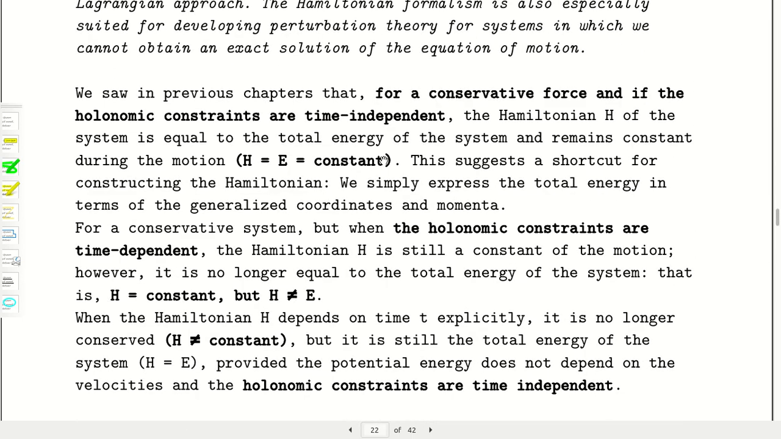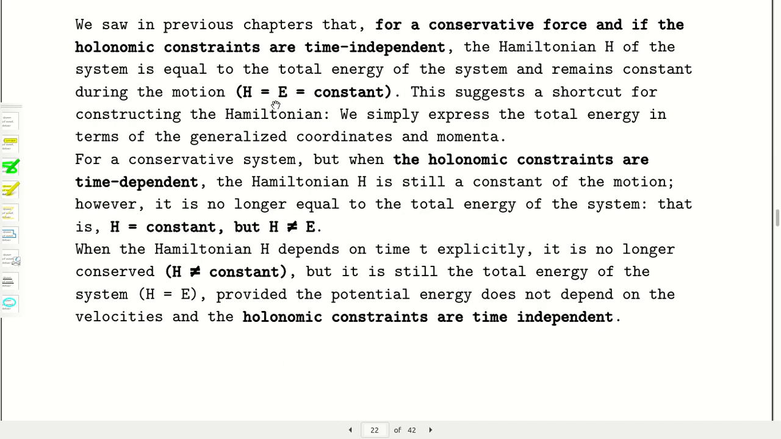There is another thing which we studied in our previous classes: for a conservative force, if the holonomic constraints are time independent, that is, they are scleronomic, not rheonomic, then the Hamiltonian function will be equal to the energy and will be constant. If the holonomic constraints are time dependent, then the situation is different: the Hamiltonian will not represent the energy anymore but remains constant. So these are the advantages of Hamiltonian functions, that it remains somehow constant.